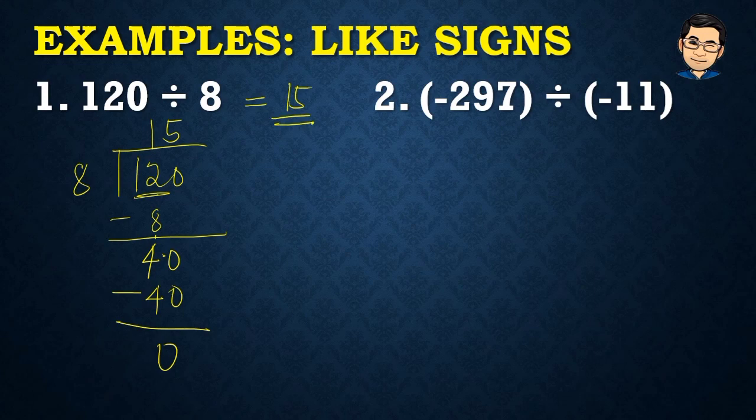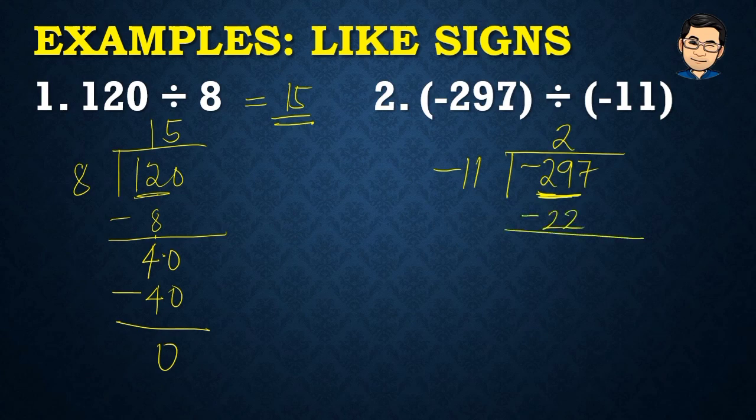Next, negative 297 divided by negative 11. So negative 297 divided by negative 11. So negative 2 divide sa negative 11, hindi. So kukunin natin yung next na number, so magiging 29. Negative 29 divided by negative 11, that is positive 2. And then 2 times negative 11, that is negative 22.